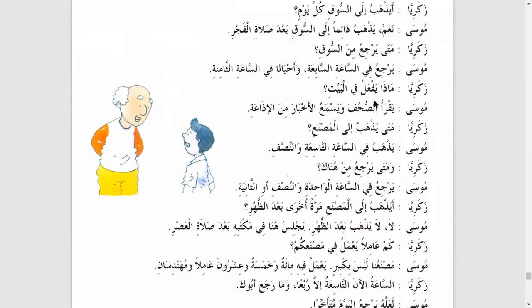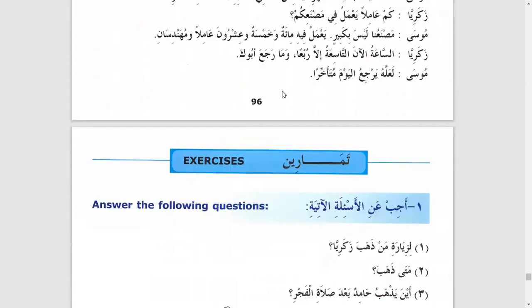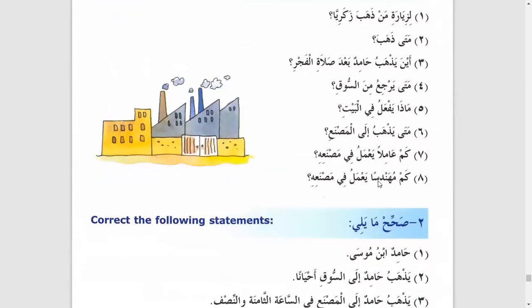Yeah. Okay, so here, as we can see, متى يرجع من السوق and يرجع في الساعة السابعة وأحيانا في الساعة الثامنة. We can say أو here if we are sure about it, then yes, but أحيانا means sometimes. So that's why we will say وأحيانا and sometimes. Okay, number 5, finished.